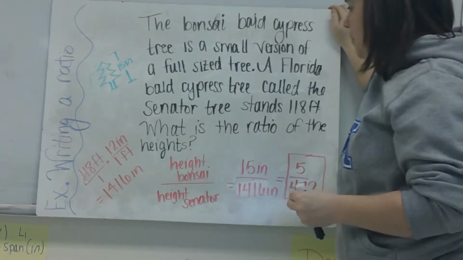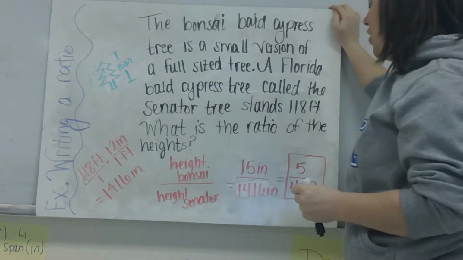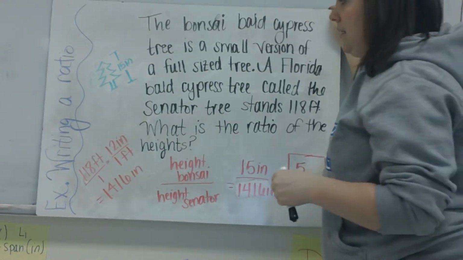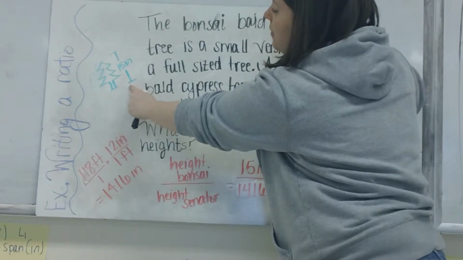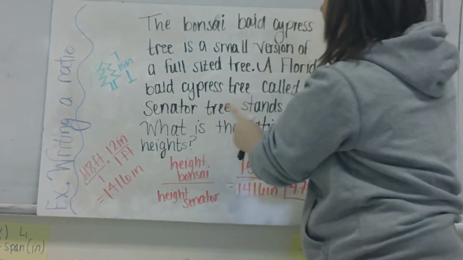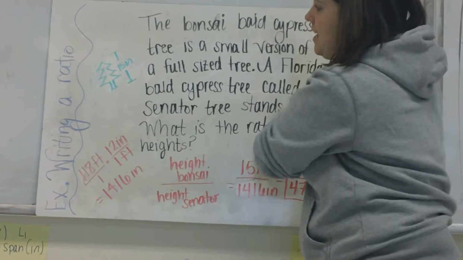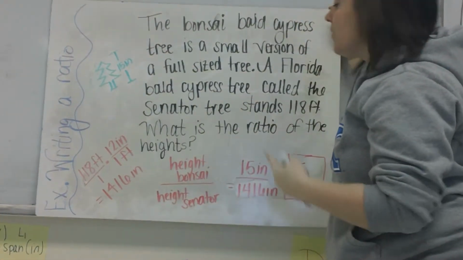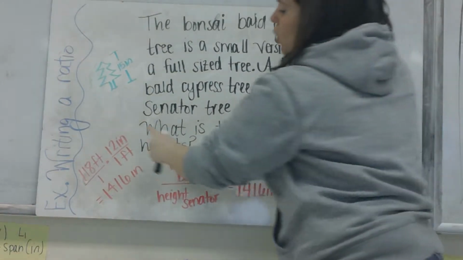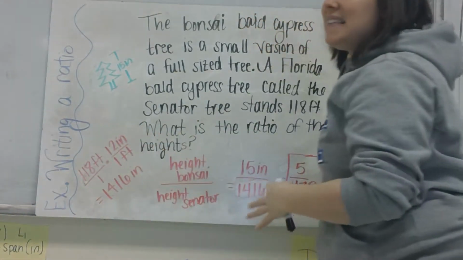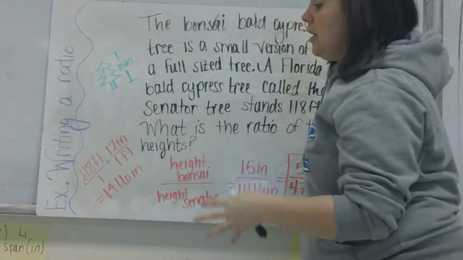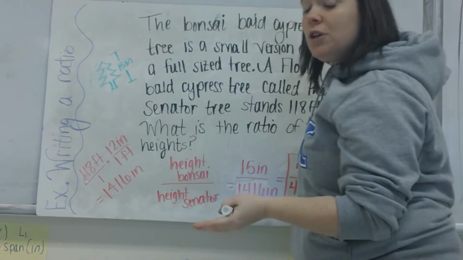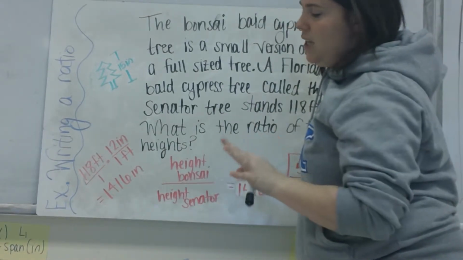A Florida bald cypress tree called the signature tree stays 118 feet, and we want to write the ratio of the two heights. So my bonsai tree is 15 inches. My signature tree is 118 feet. They are not in the same units of measurements. One's in inches, the other one is in feet. So right here, it is easier to change feet into inches because there are 12 inches in a foot. Make sure you know your measurements, okay? That's going to be key to this.